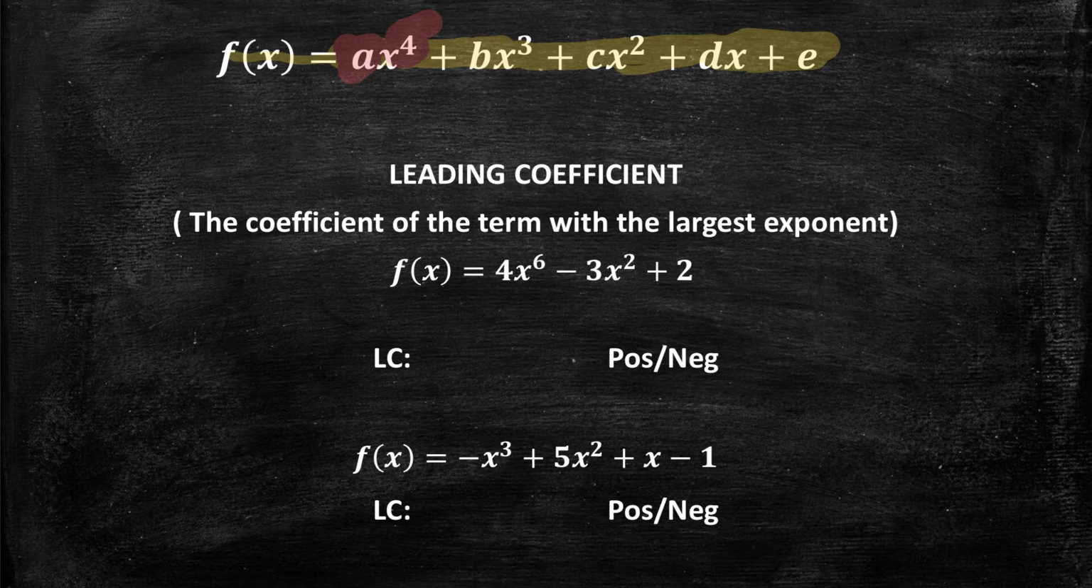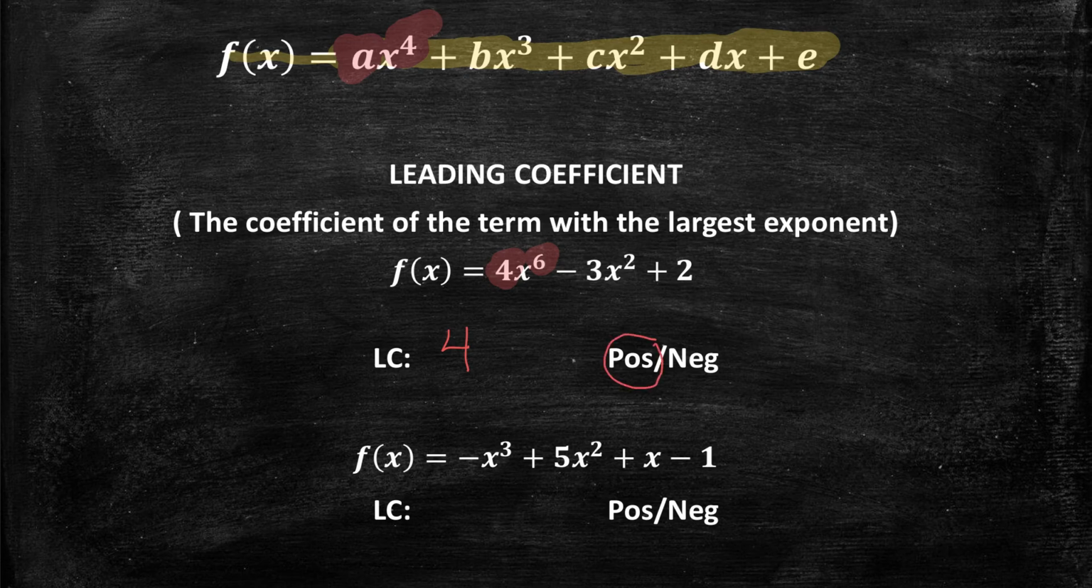If you have f of x equals 4x to the 6th minus 3x squared plus 2, you'll notice that your highest exponent is 6, therefore the coefficient of that term is going to be your leading coefficient. So the leading coefficient is 4. Now what we really care about is whether or not that is positive or negative. Well, 4 is positive, so just go ahead and circle positive.